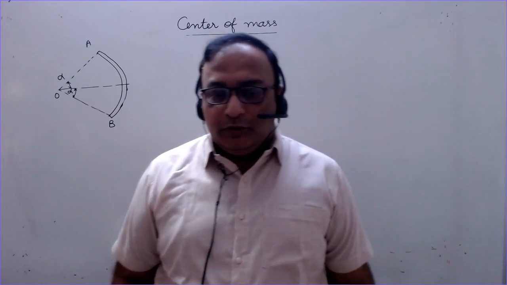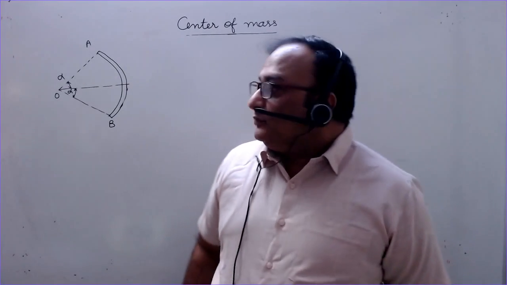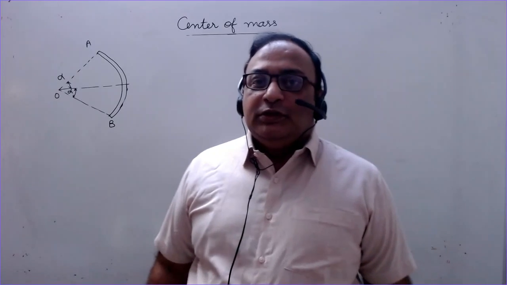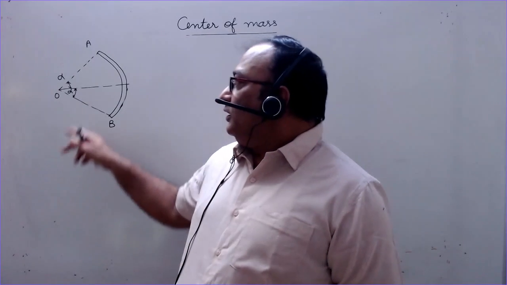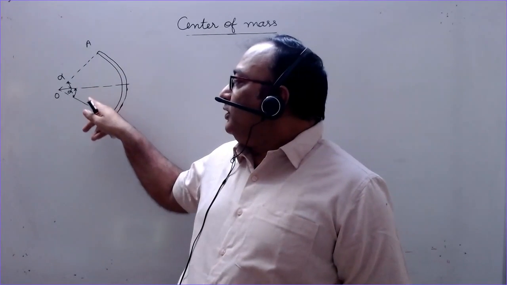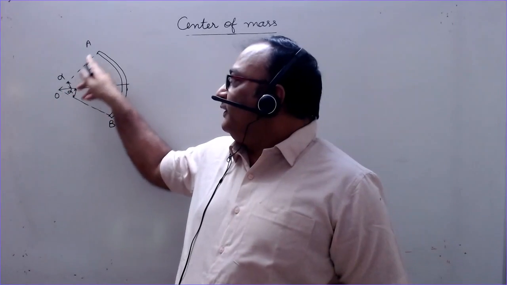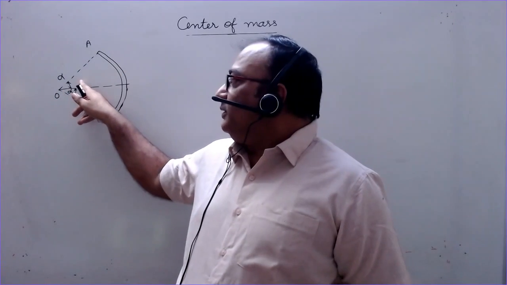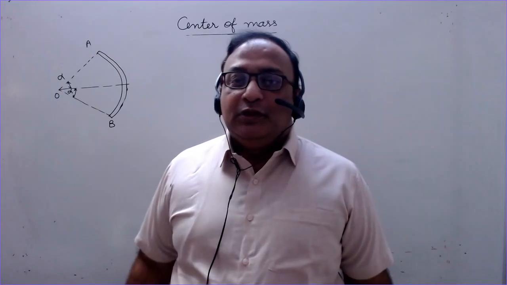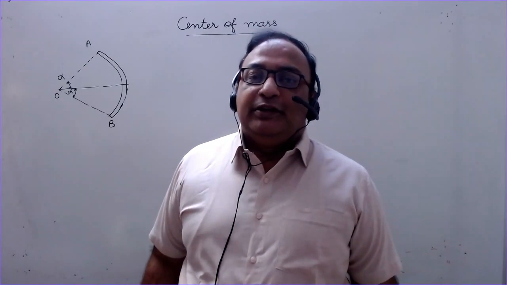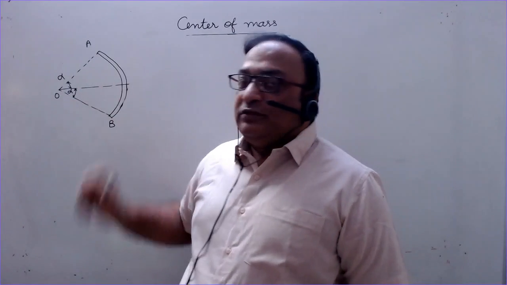Discussing the topic of center of mass. So we have this wire which is bent in the form such that at the center of this arc this subtends an angle 2 alpha. This is a linear body and we have to find the center of mass of this wire.